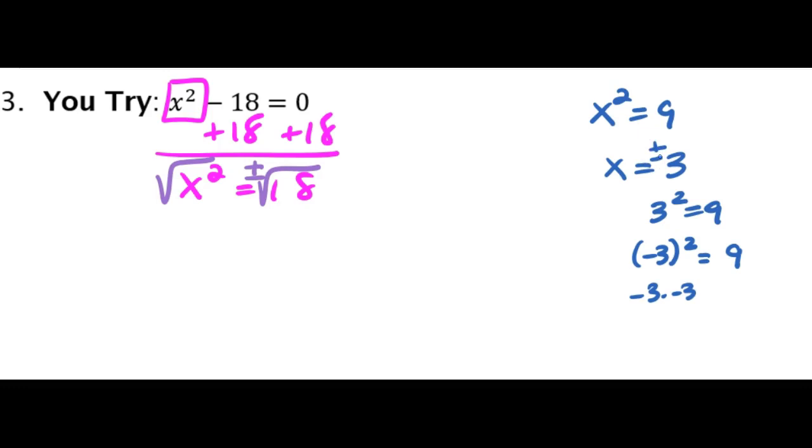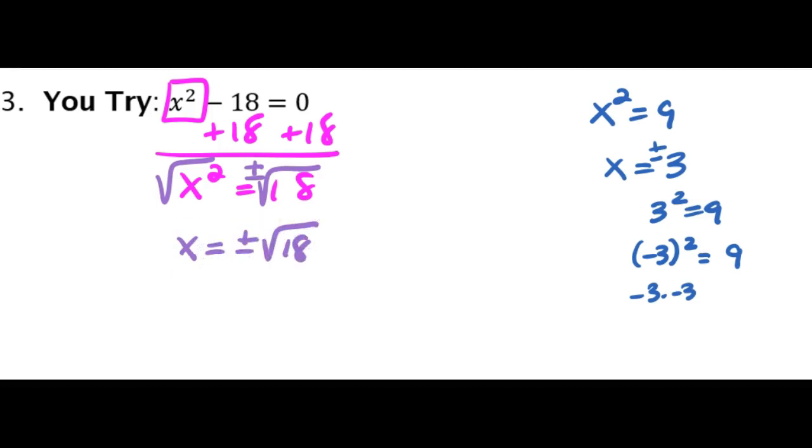So you have to say every time you take the square root of an x squared, the other side gets a plus or minus because you don't know if what is being squared was originally positive or negative. All right, so back to this problem here. So what I have now is x equals plus or minus the square root of 18.